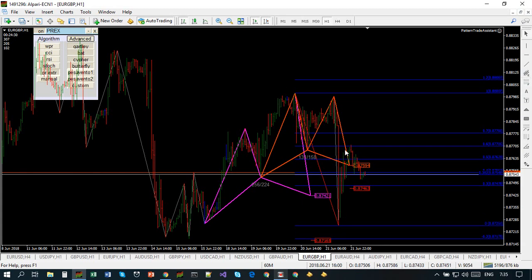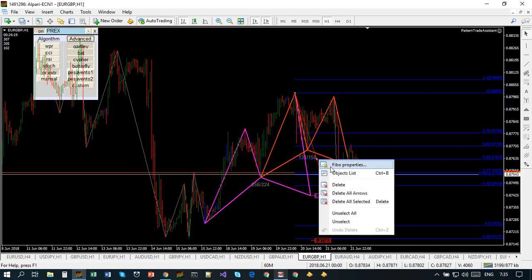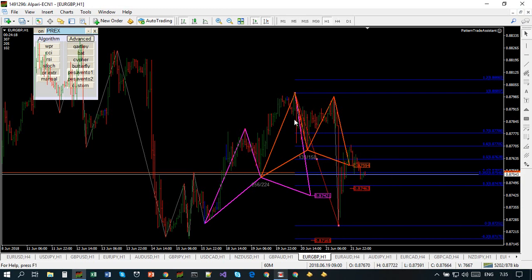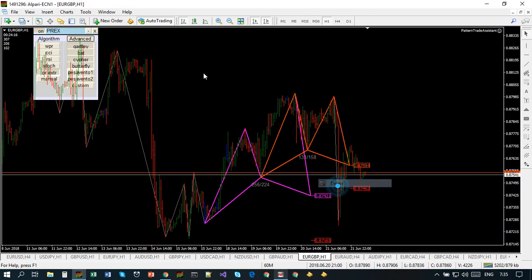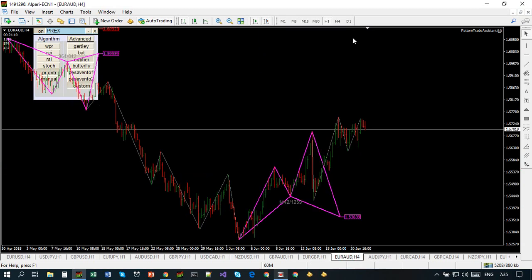It hit 382, it hit 0.6, and it didn't go to 0.61A yet. At least the first target of the cipher was hit. Very good trade for you who are cipher traders. Congratulations. That was Euro GBP 1 hour. Let's go Euro Aussie 4 hour.